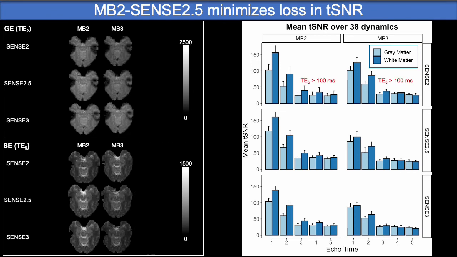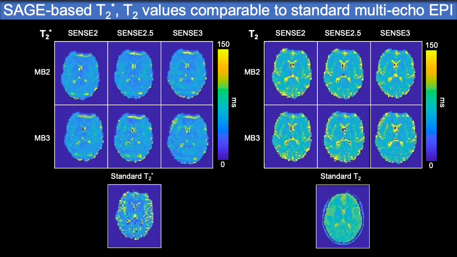Notably, the SENSE 2 factors had fifth echoes that were longer than 100 milliseconds as well, so we ended up choosing the multiband 2 and SENSE 2.5 factor because it was acquiring our full brain coverage and maintaining the highest TSNR. In addition, there were no significant differences found between T2* and T2 values across our multiband and SENSE factors, supporting that we can move ahead with the multiband 2 SENSE 2.5 combination.